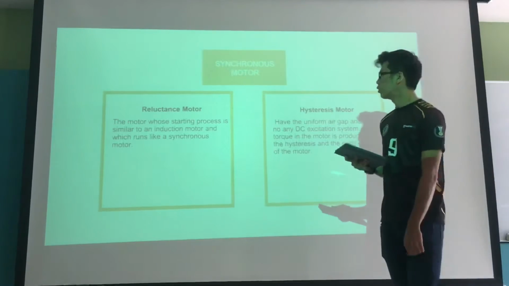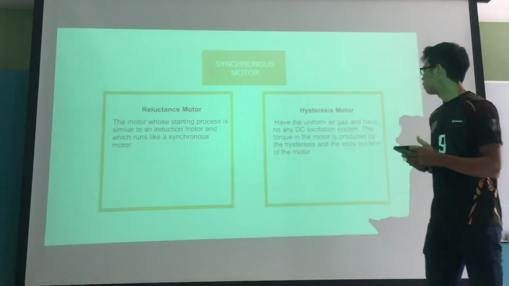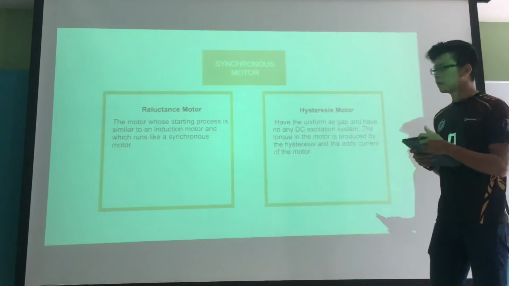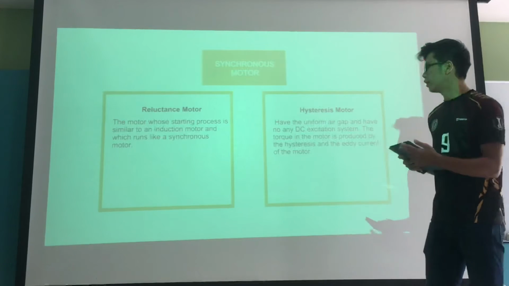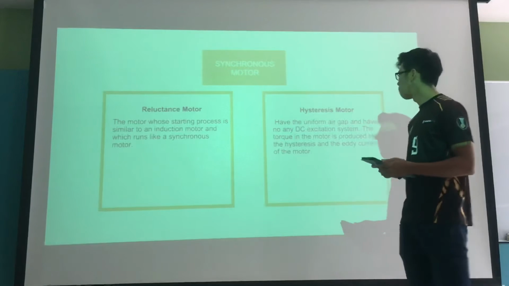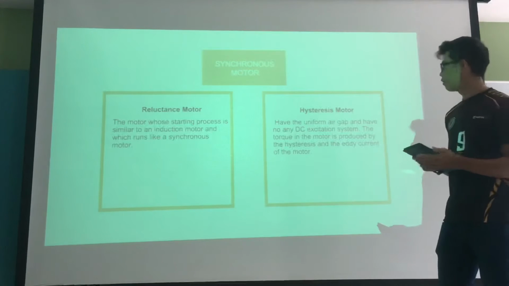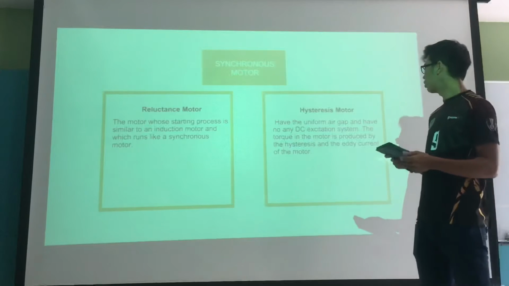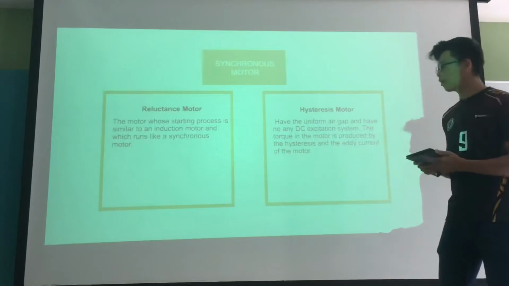There are two types of synchronous motor, which are the reluctance motor and hysteresis motor. Reluctance motor is the motor whose starting process is similar to an induction motor and which runs like a synchronous motor. Hysteresis motor has a uniform air gap and has no DC excitation system. The torque in the motor is produced by the hysteresis and the eddy current of the motor.